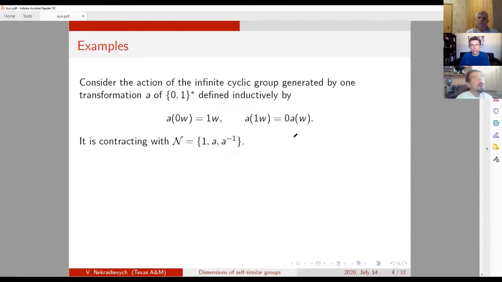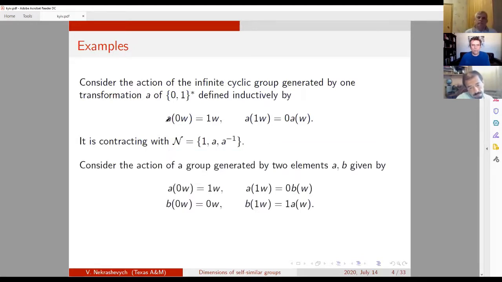And this is contracting with this nucleus equal to this set. That's something that you know from addition. If you add any number to another number, then eventually you will carry 1 only, or -1 if you subtract it. So eventually the thing that you carry is 1 or -1.